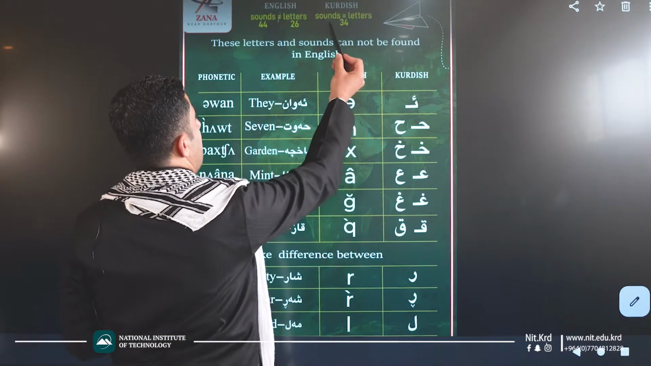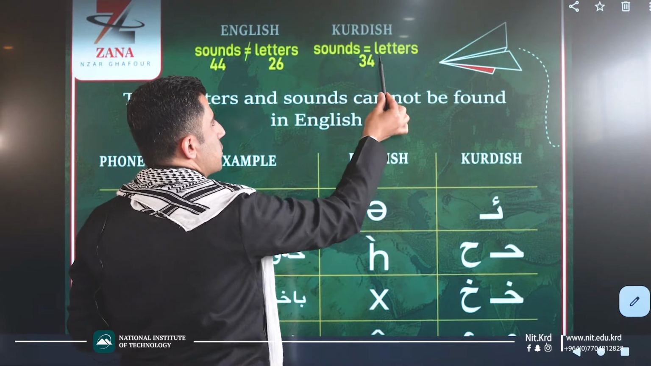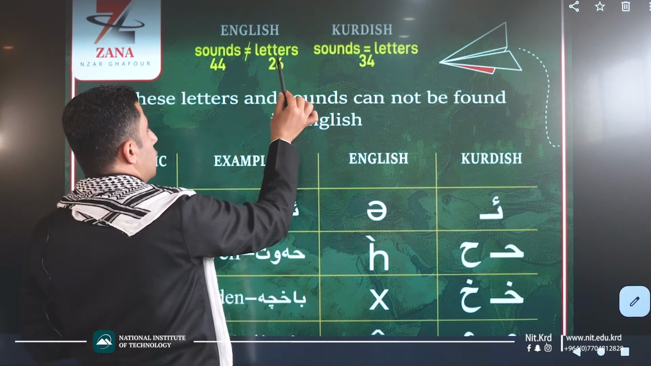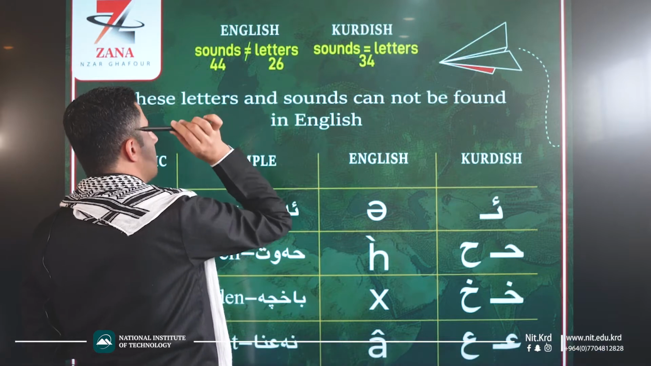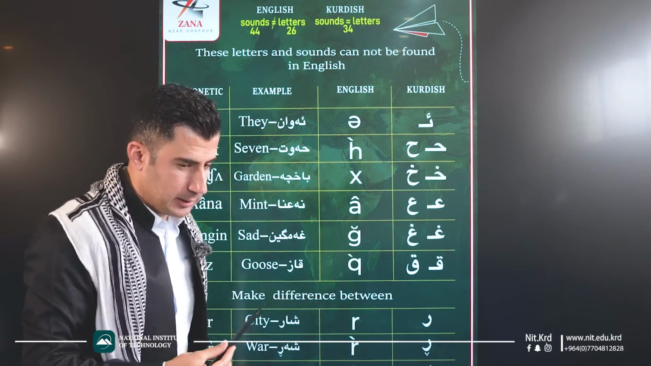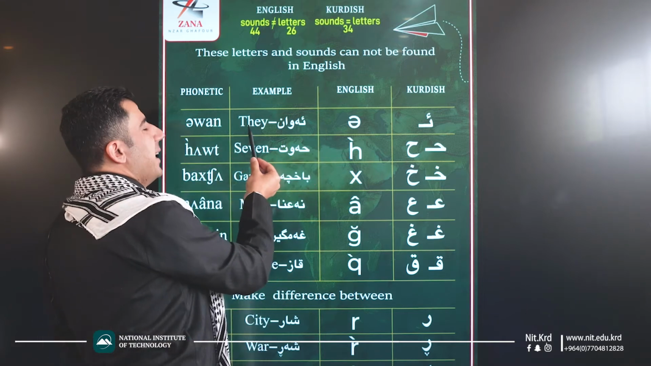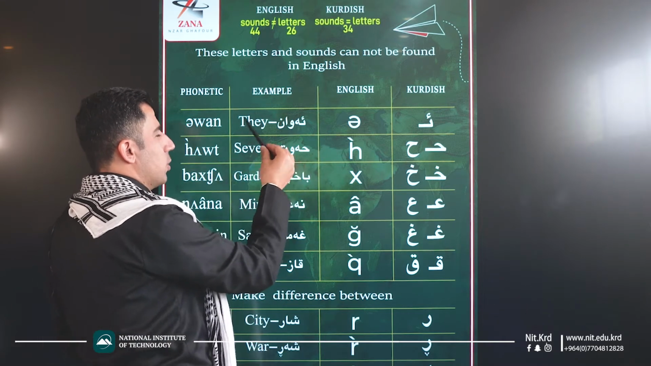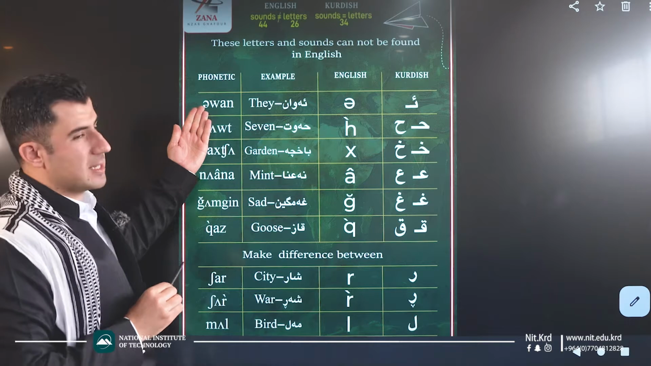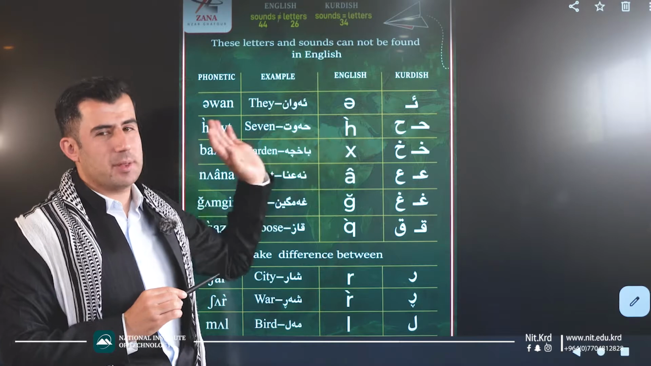As I told you before, have a look here. In Kurdish, we have 34 letters, which is equal to the sounds. But in English, it's not the same. 26 letters become 44 sounds. Just have a look here. In Kurdish we have e at the beginning of the word. For example, "they" in English, if we translate to Kurdish, we say awan. Awan is here. This is just at the beginning of the word.